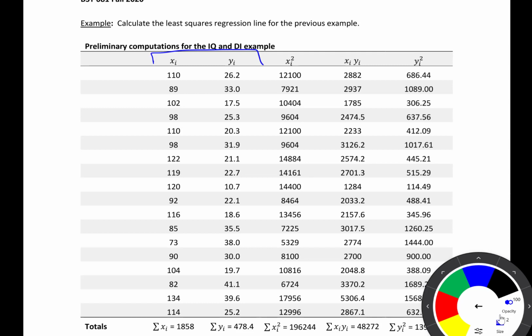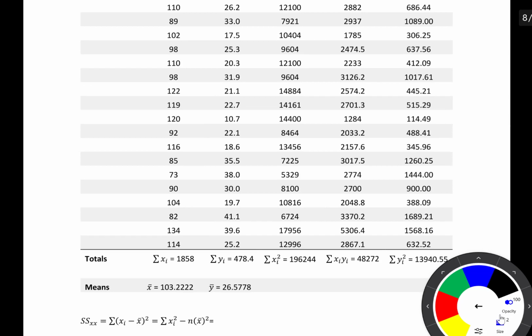So notice the next column that we have right here, this is going to be all of the x's squared. The fourth column is all of the x values times the y value, and then the last one is the y value squared. Down at the bottom of the table, we've totaled each of those columns, and then we also have the mean of x and the mean of y. And we're going to use all of these values to help us get those estimates, and we do that by looking at different sums of squares.